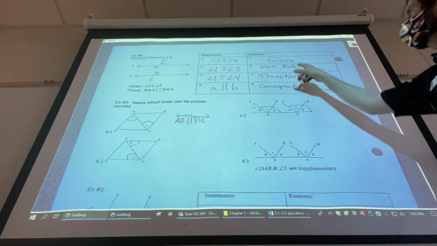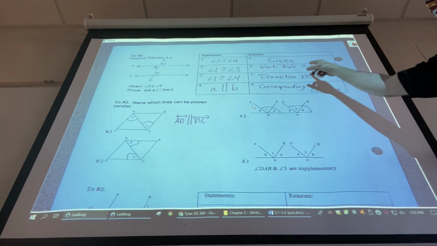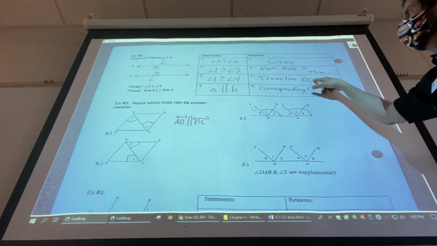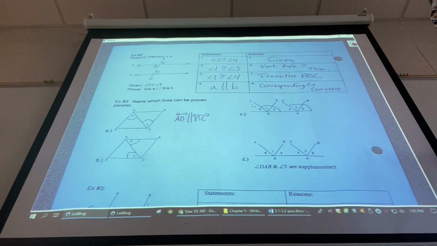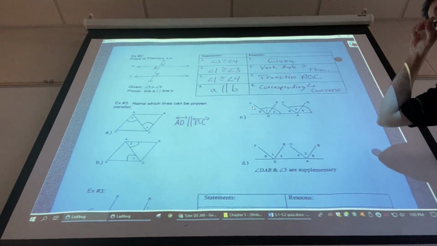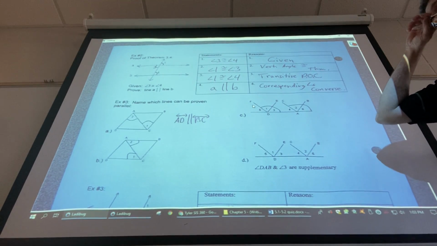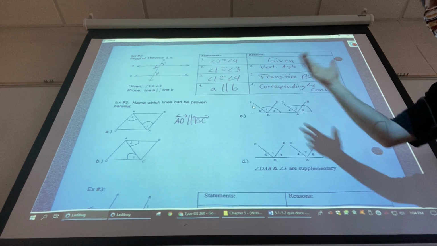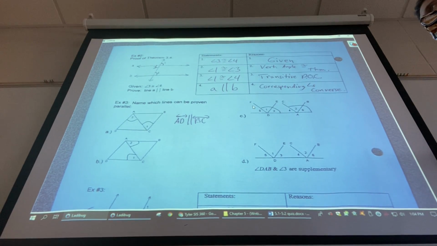And so we used the vertical angles congruence theorem, and then we were able to do the transitive property, and then we were able to say that the lines were parallel by corresponding angles converse. So that was a proof of one of the theorems that we did on the opposite page.